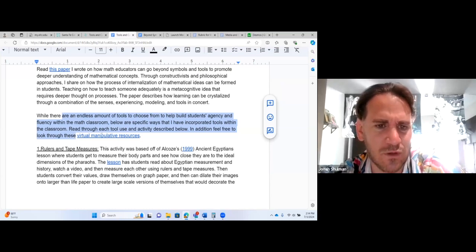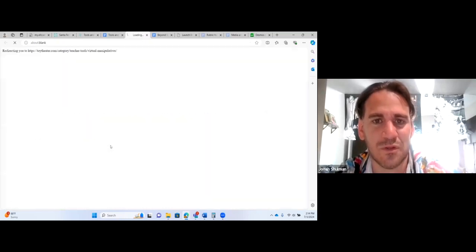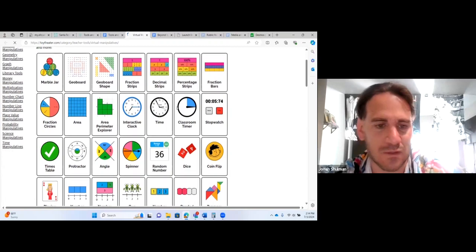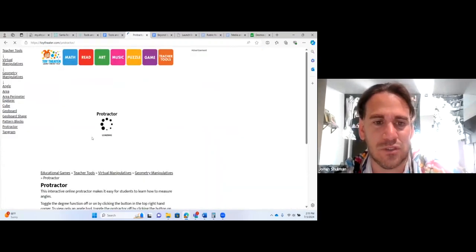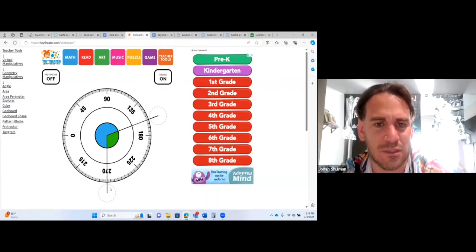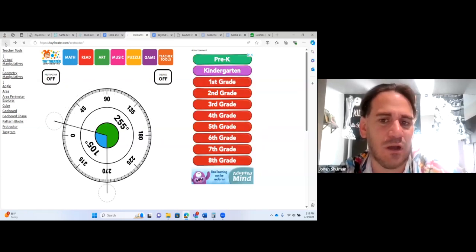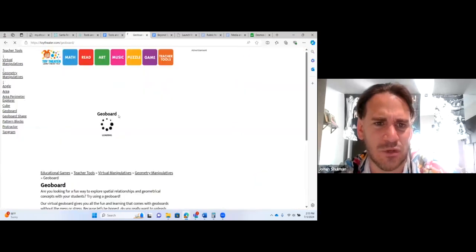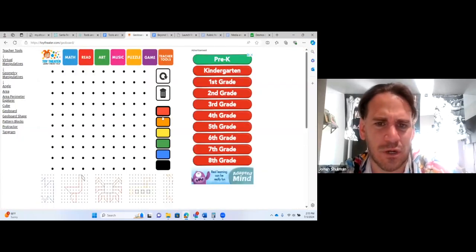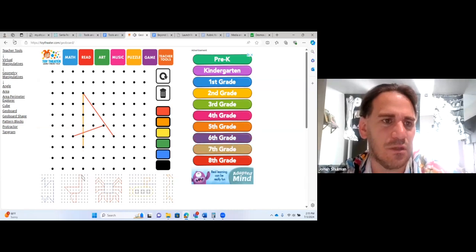In addition, feel free to look through these virtual manipulatives. I love virtual manipulatives. I think they're great. So just to show a student how a protractor works, you can see it happening and with the degrees on, ta-da. So do they have a geoboard? Yeah, I like geoboards. So here's a geoboard with colors. So we're just putting colors around this geoboard to make shapes.